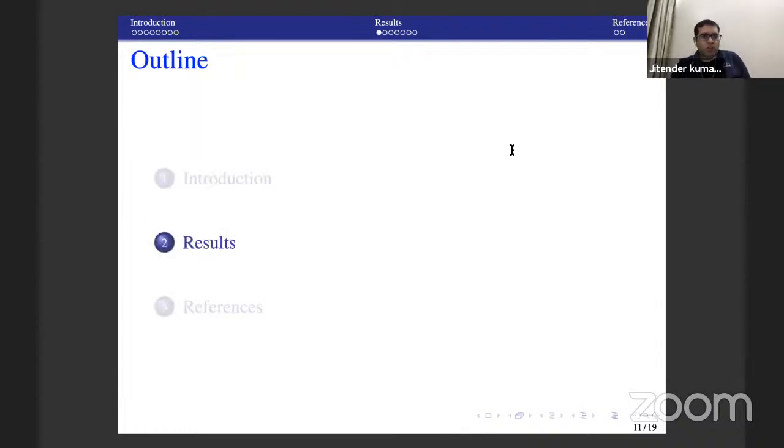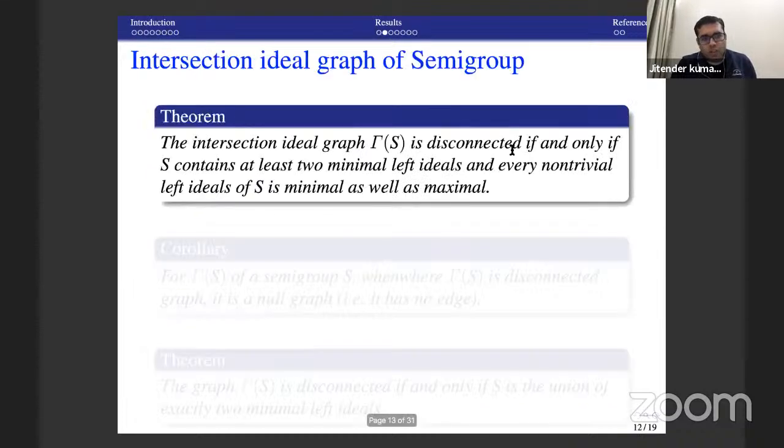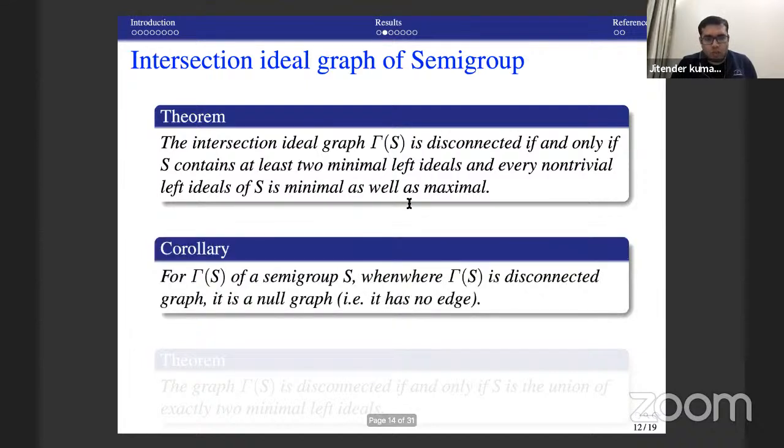Okay, so let me show you what kind of interesting results we have obtained. First we studied the connectedness of this graph. The intersection ideal graph is disconnected if and only if S contains at least 2 minimal left ideals, and every non-trivial left ideal of S is minimal as well as maximal. So an immediate corollary of this is that whenever gamma(S) is disconnected, it is a null graph.